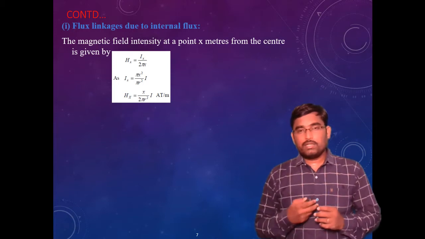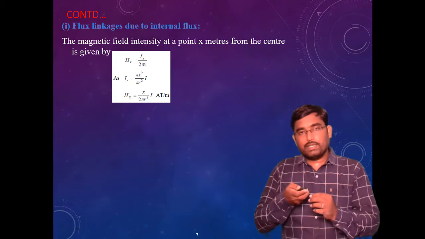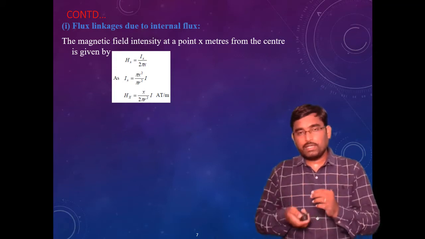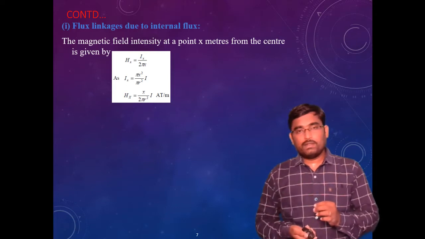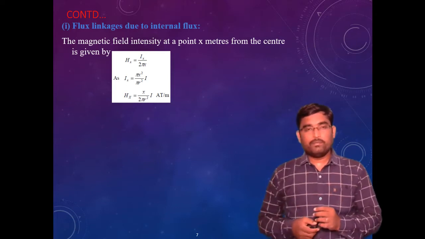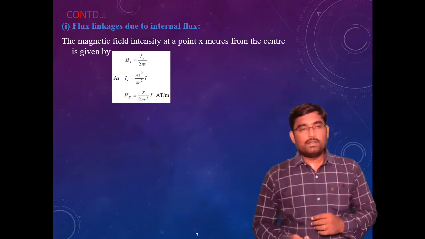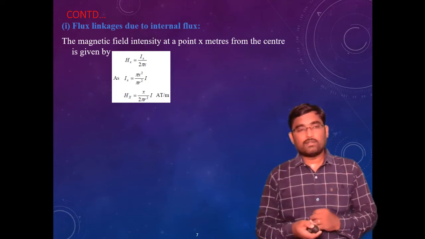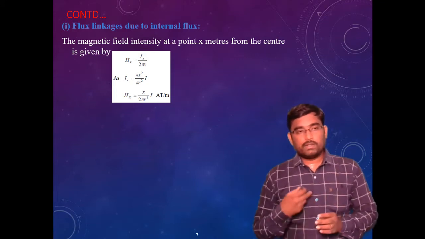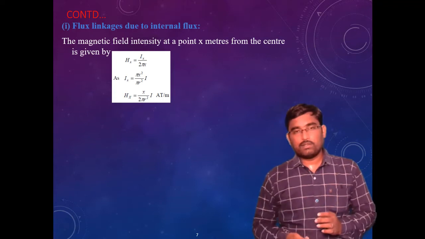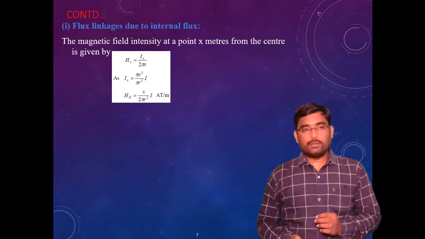As we are taking the current density to be uniform throughout the conductor, the current density at x meters is the same as the current density at the surface. That means Ix by πx² is the same as I by πr². Current density means current per cross-sectional area. So from this, see the second equation, Ix equals πx² by πr² into I. Now keeping this Ix in the equation of Hx, Hx equals x by 2πr² into I.